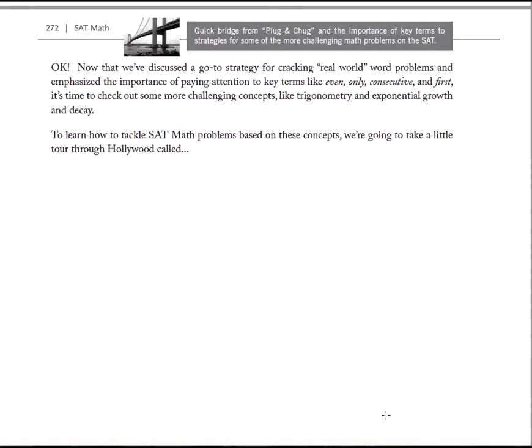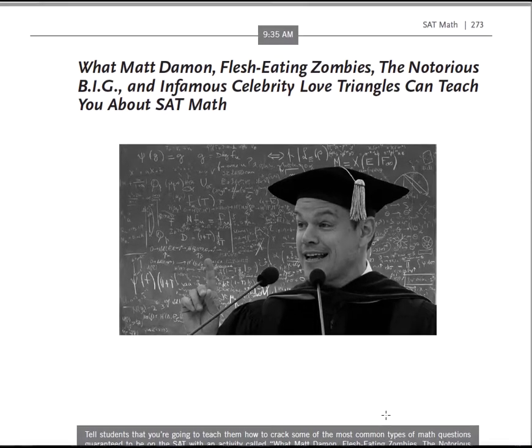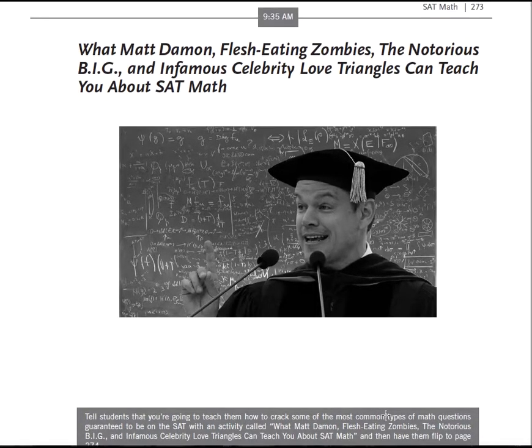From there, you're going to go on. This is a bridge page, and you're going to go on to some of the other types of math questions students will face. And you can say to students, so we're going to go on here. We're going to look at some of the more common types of math problems that you're guaranteed to encounter. And we're going to try to do this in as entertaining, or at least non-boring, a manner as humanly possible. So you'll see here this picture of Matt Damon on page 273. And let's dive in here.